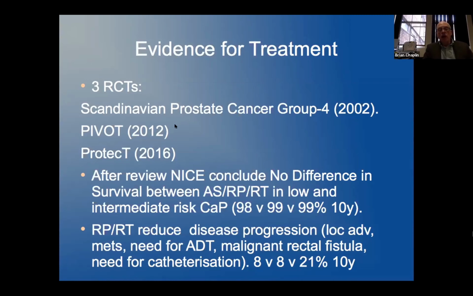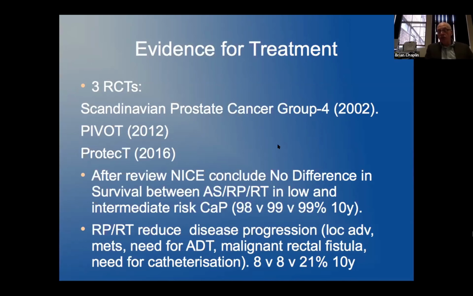The PIVOT trial is a Veterans Administration trial from the States. That, again, showed only very small benefits, and particularly for those men with intermediate risk tumours, not with low risk tumours, and a much smaller benefit for high risk tumours. PROTECT-T is the most modern trial. That was a UK trial. It was published in 2016.